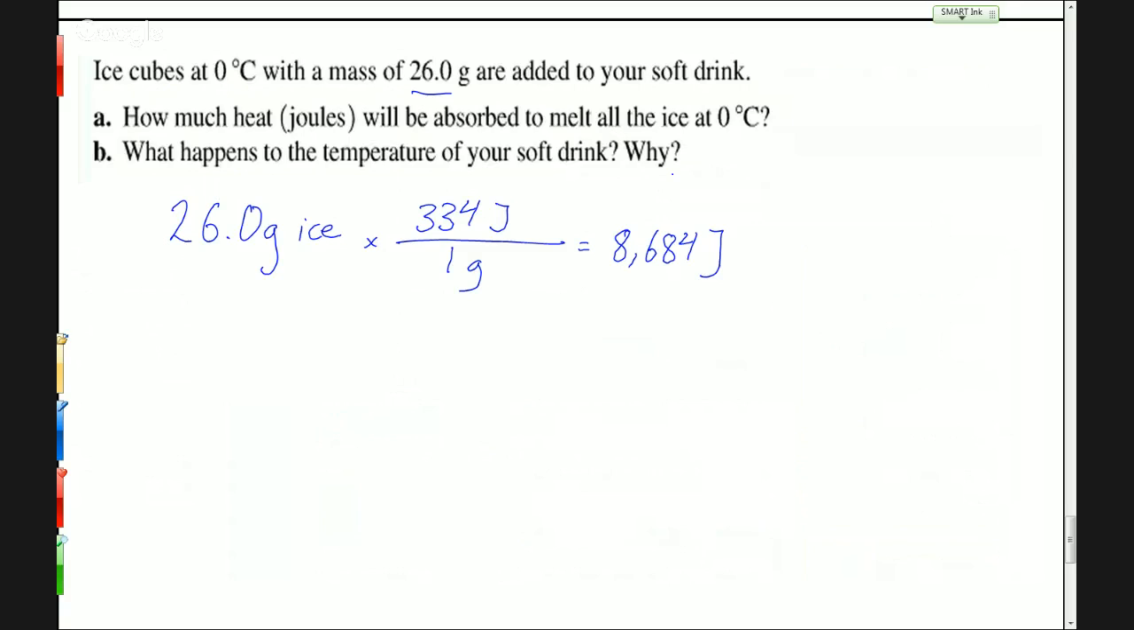Yeah, because that energy, that 8,684 joules, has to come from somewhere. And that energy is coming from the drink, the liquid that it's in. So it's pulling energy out of the drink, making it colder. Anything that becomes colder, energy is leaving it. So when you touch something cold, that's because that thing is pulling energy out of your hand. So that makes it feel cold. That can help us think about exothermic, endothermic, and that kind of thing too.